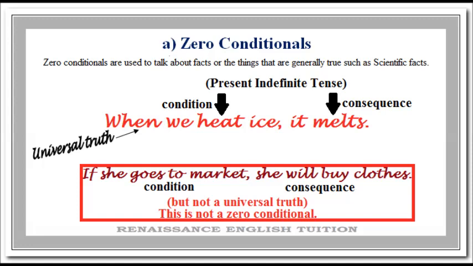Now see this sentence. If she goes to market, she will buy clothes. This is a personal example and is not applicable to every girl going to the market, not even to this particular girl going to market every time. Remember, zero conditionals do not contain specific instances of someone or something. Zero conditionals talk about facts that are always true. To conclude, the present indefinite tense is used for telling facts in the zero conditionals.